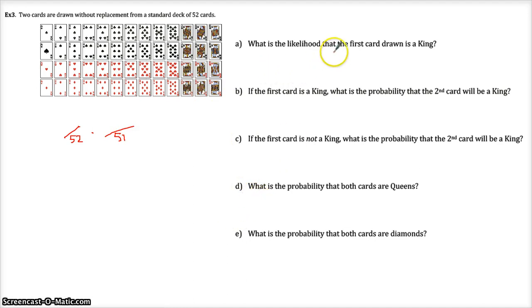All right. What's the likelihood the first card drawn is a king? Oh, that's just 1 card, so that's fine. That's just out of 52. I don't have to think about the second card. That's just 4 of them.